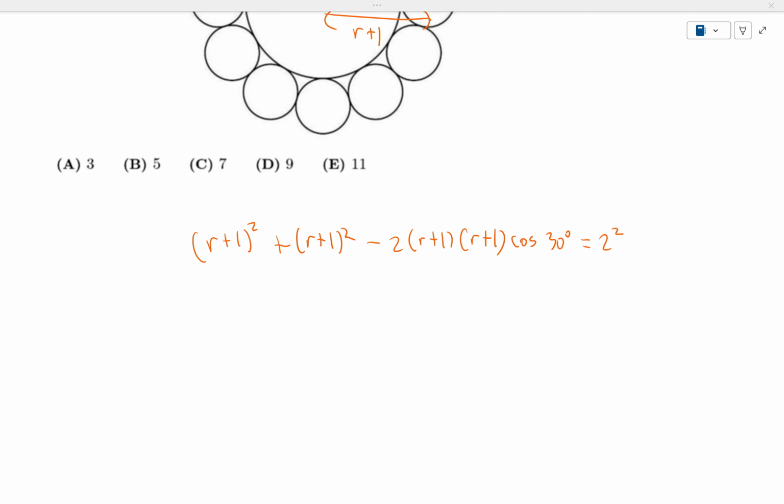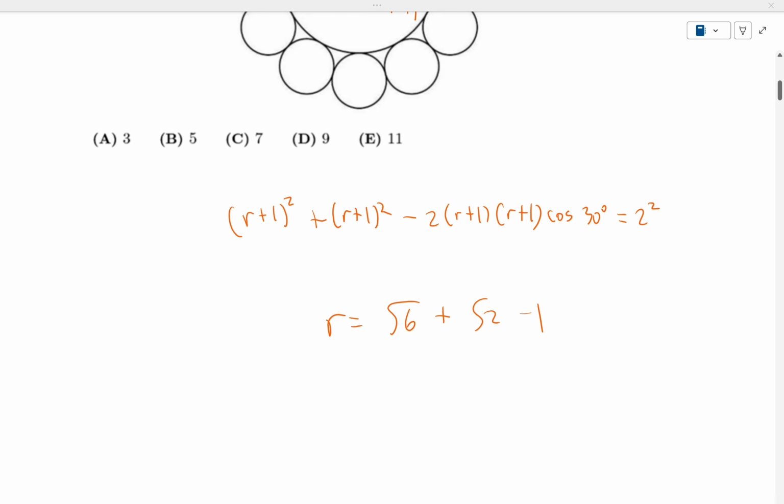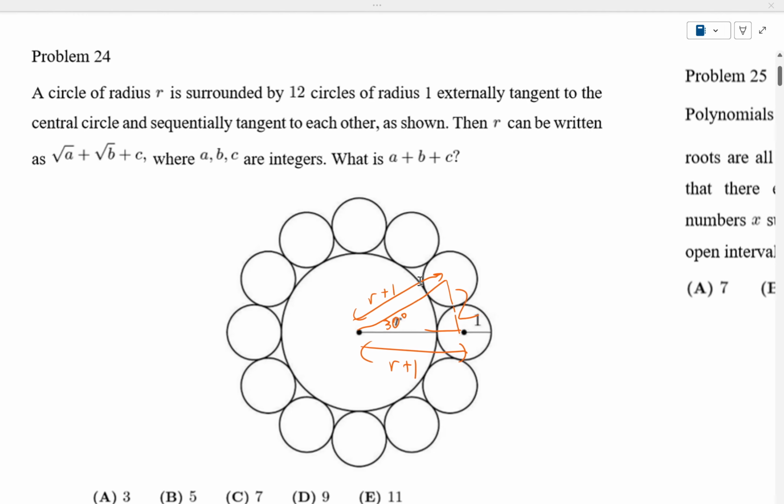And if you expand it all out, you'll get a quadratic in r. And then you can either factor it or use the quadratic formula, etc. And you'll see that r is equal to root 6 plus root 2 minus 1. So I don't think there is any further explanation needed. After you find out this triangle and use the cosine law, anyone can very easily find r. So what is a plus b plus c?